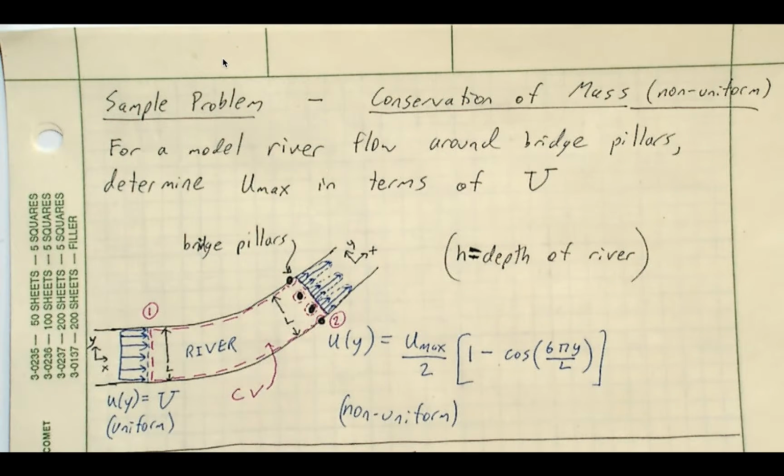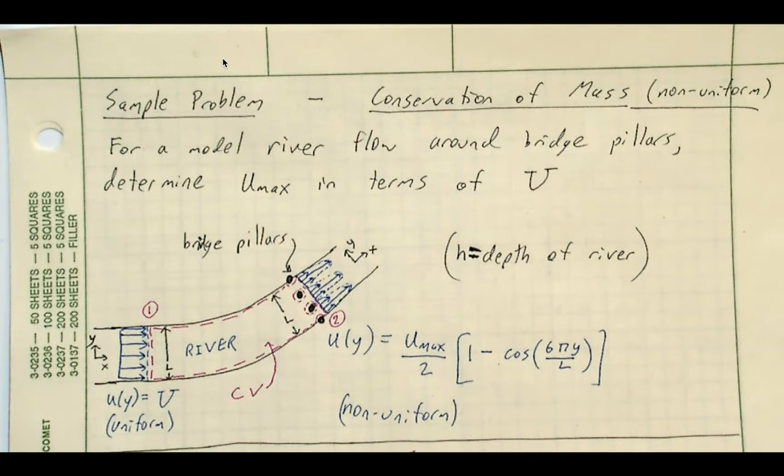So upstream, the velocity is uniform. Probably downstream, it goes back to that uniform flow rate. But at some location here, in localized regions, there's going to be some stronger flow, some higher velocity.